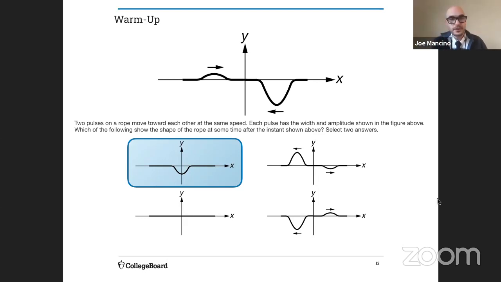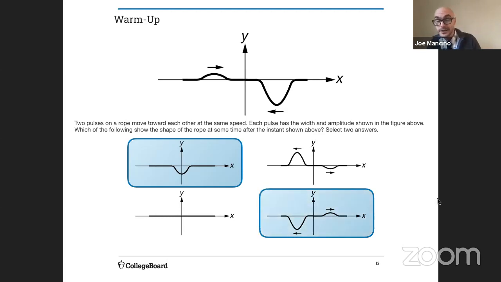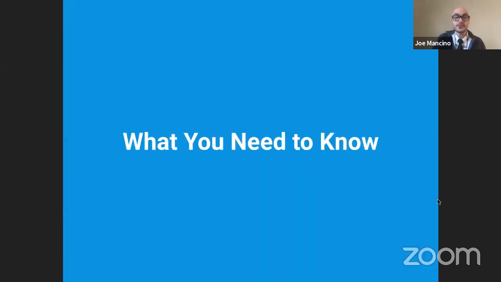But remember, waves do several tricks. The first one is superposition. They add up their amplitudes. The next cool thing that waves do is they go through each other. So sometime later, that negative pulse is still moving in the leftwards direction. That positive pulse is still moving in the rightwards direction.